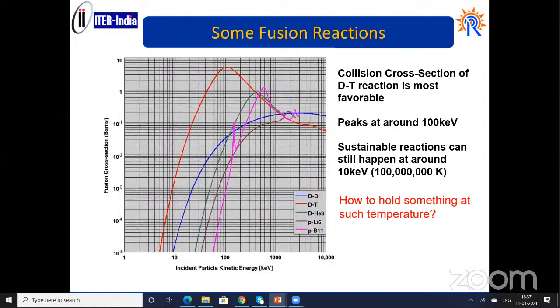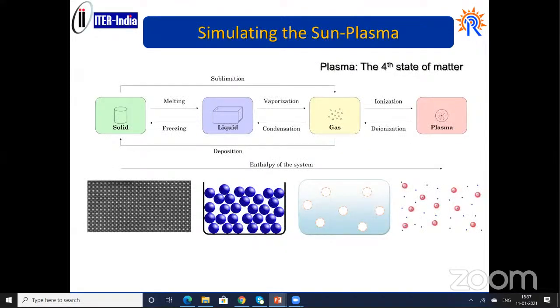Now the question is how to hold something at this temperature. Here comes the question of plasma. At that temperature, everything will be plasma. It will not be solid, liquid, or gas. It will be plasma, a cluster of ions and electrons that respond to electric and magnetic fields. And this is what has been planned in controlled fusion experiments all over the world.